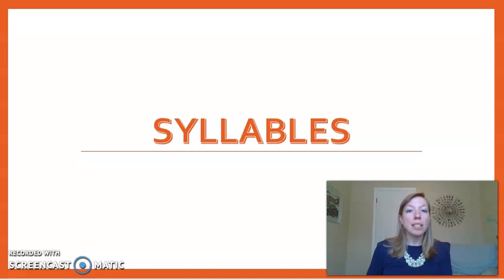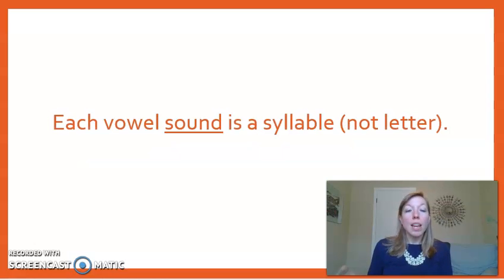And how do we know how many syllables are in a word? Well, in English, each vowel sound is a syllable. Now, that's not the same as a vowel letter, right? We have lots of silent letters in our English spelling, but when the learner is listening to a word, they can count how many vowel sounds that they hear. So the word syllable has 3 syllables.